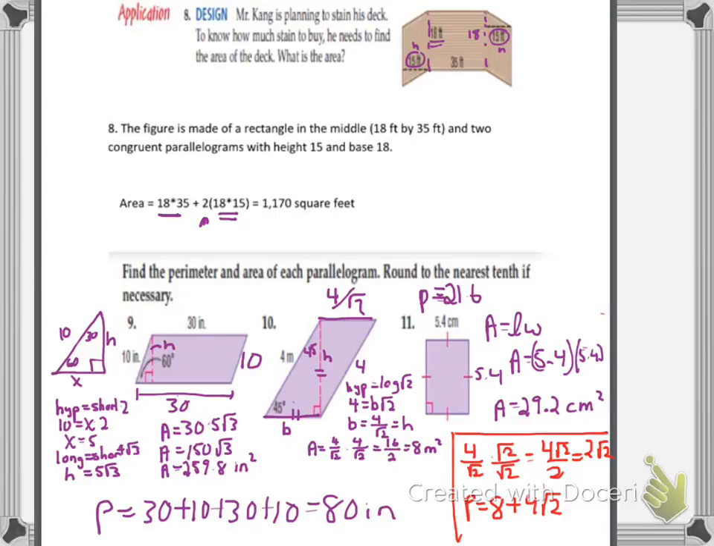Okay, and on this one in red down there, just put that into the calculator, and the perimeter down there is 8 plus 4 square root 2, and that's 13.7 to the nearest tenth.